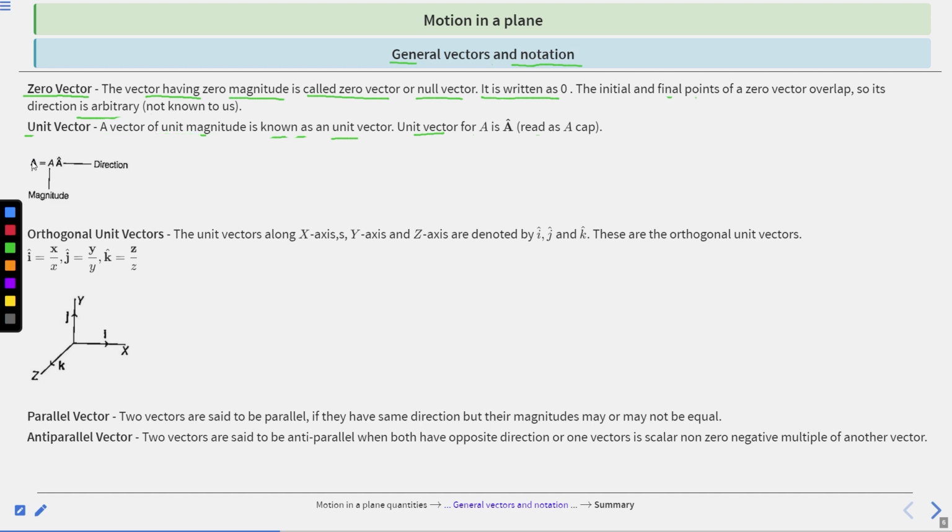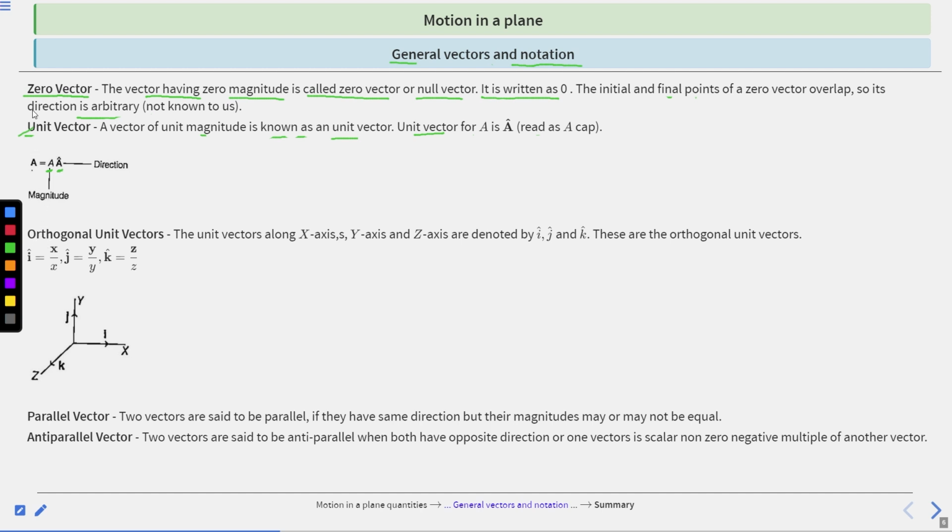And suppose this is a vector, A vector, written as A, whereas A is the magnitude and A cap is the direction. Clear? Unit vector is the direction. Clear? A is a vector, this is the magnitude of vector A, and this is the direction of vector A. Clear? This is magnitude and this is direction.